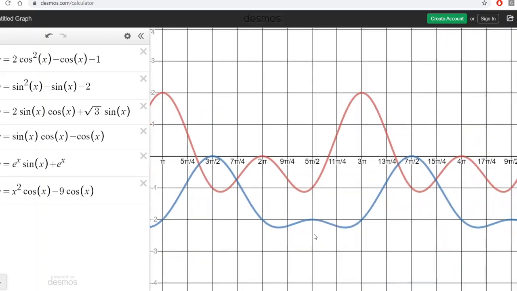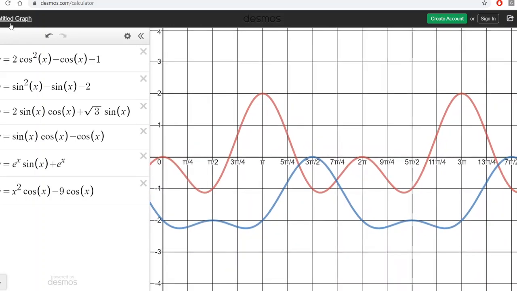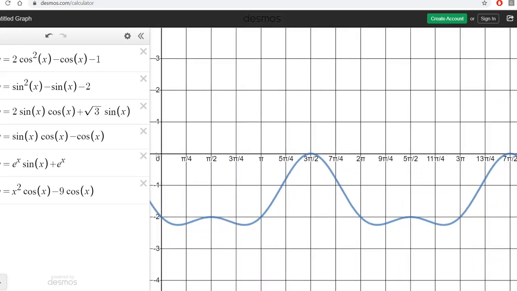They both have interesting different waves going on, but a little different between the two as well. Notice that if we're looking for places where this function is equal to 0 between 0 and 2 pi, the only place where it actually hits the x-axis is at 3 pi over 2. And that agrees with what we found.